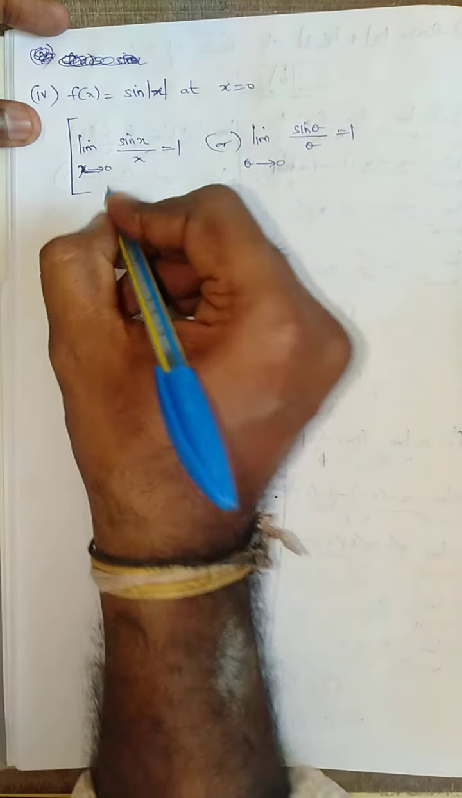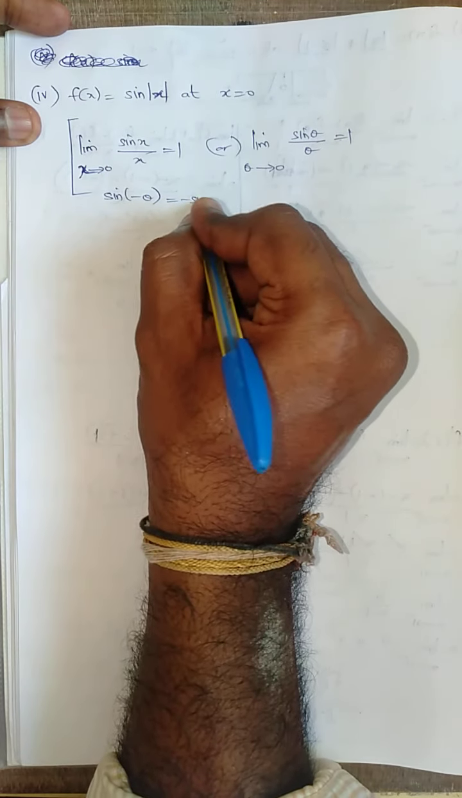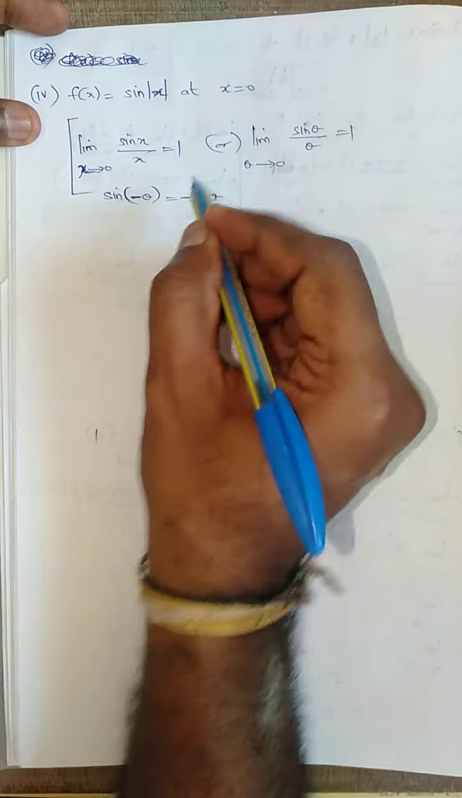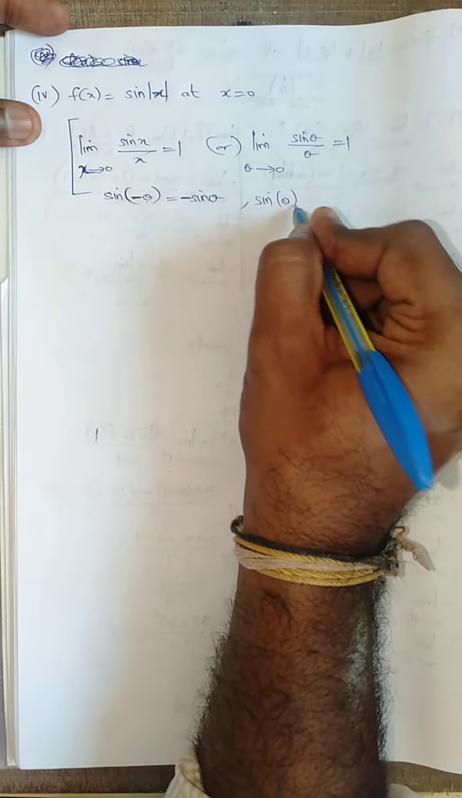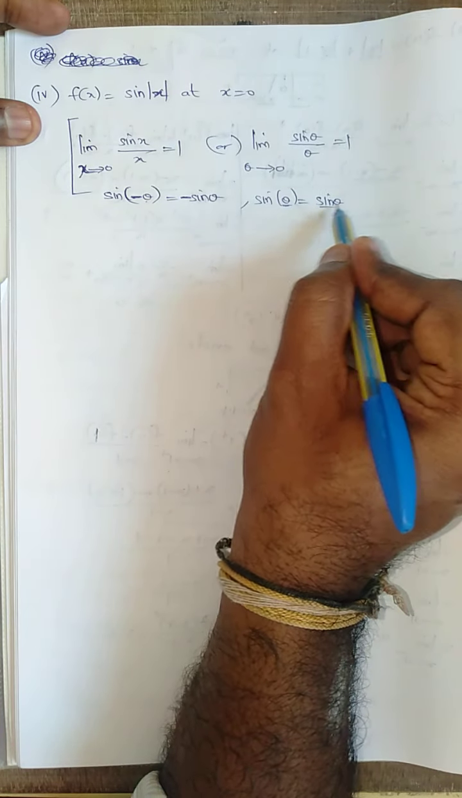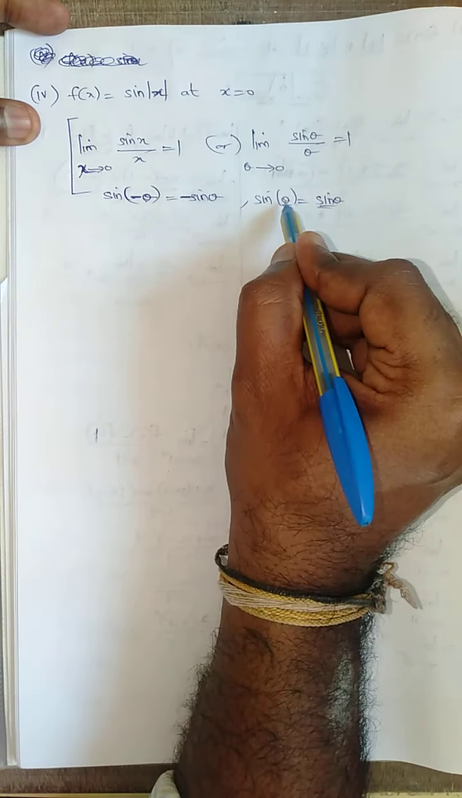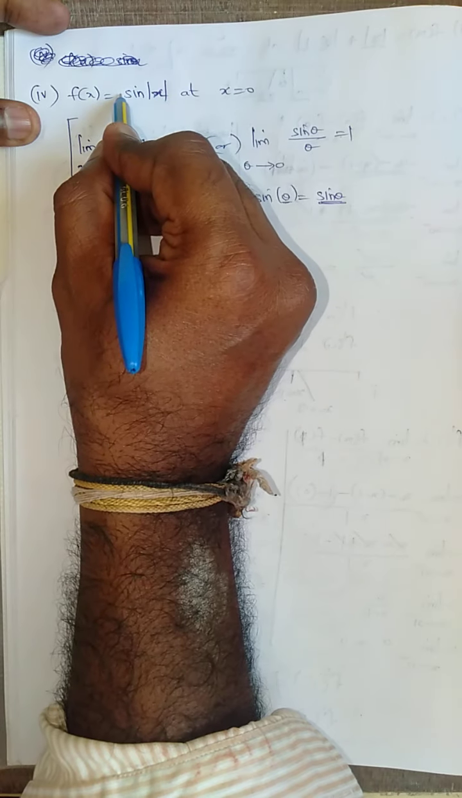Then you know another formula. Sin of minus theta is nothing but minus sin theta. If I put a negative value, the answer is negative only. The same, sin of theta: if it is a positive value, the answer is positive only. If theta is negative, the answer is negative. If theta is positive, the answer is positive. If x is negative, the answer is minus. If x is positive, the answer is plus.